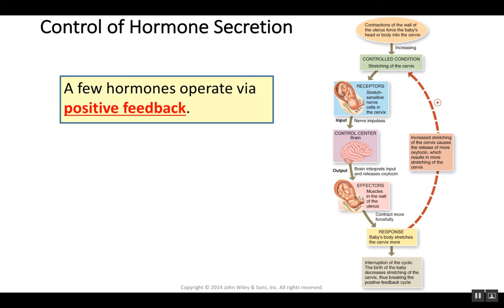There aren't many hormones that operate this way. Oxytocin is always the classic hormone that operates via a positive feedback loop. But we'll talk more about oxytocin later on.